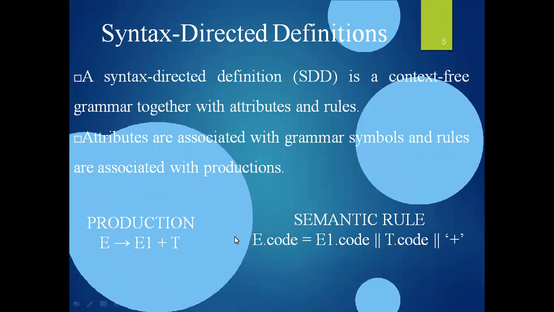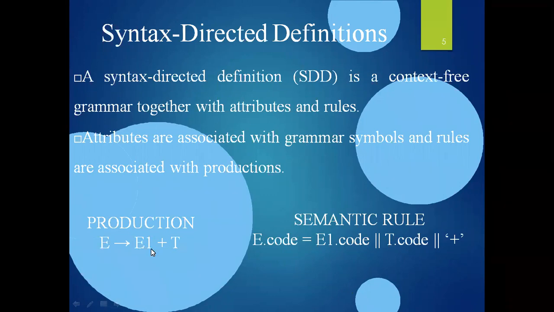I am taking this production. Now I am implementing the semantic rule for this production. Only for this production I'm implementing the semantic rule. What it means is, here I define the value of the attributes for the given input string.